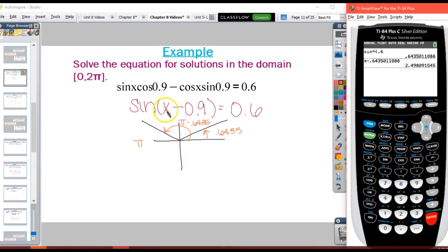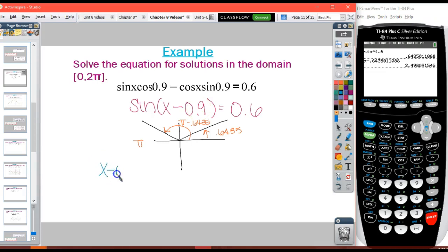And so I need to find values of x that would give us these angles. And I'm going to take x and subtract 0.9. So I'm going to do the exact opposite of that. And I'm going to need to add this 0.9 to both of these angles that we found. So I'm going to set the inside equal to the 0.6435, and then the other answer that we just found, the pi minus, which is 2.498. And we're going to add 0.9 to each of those answers.